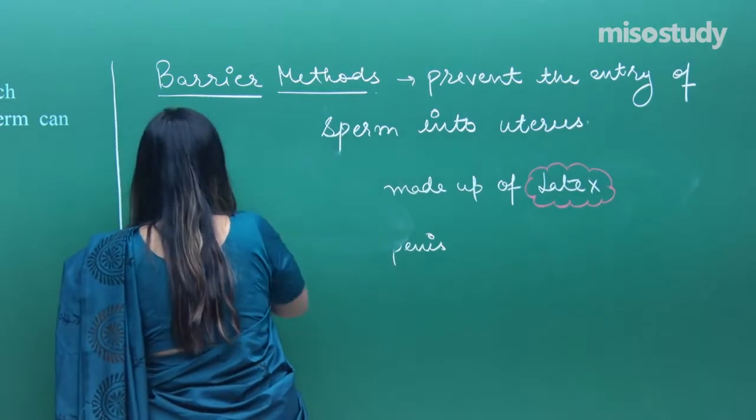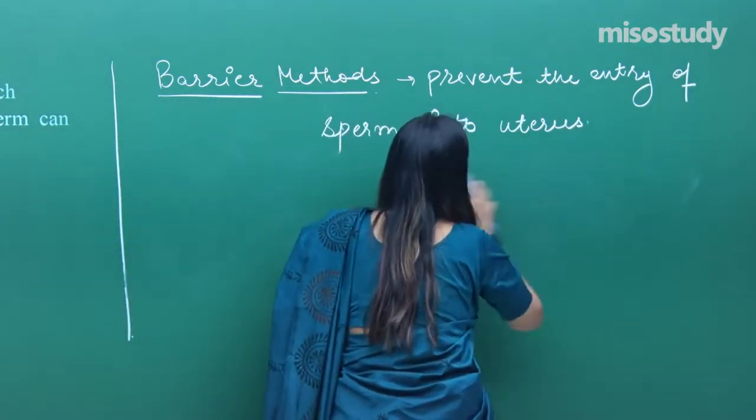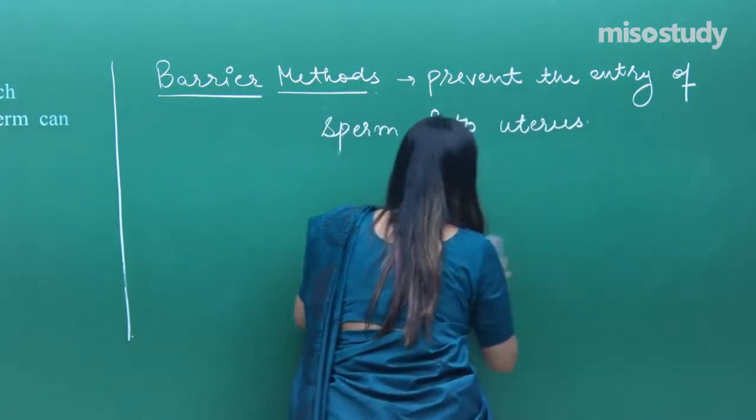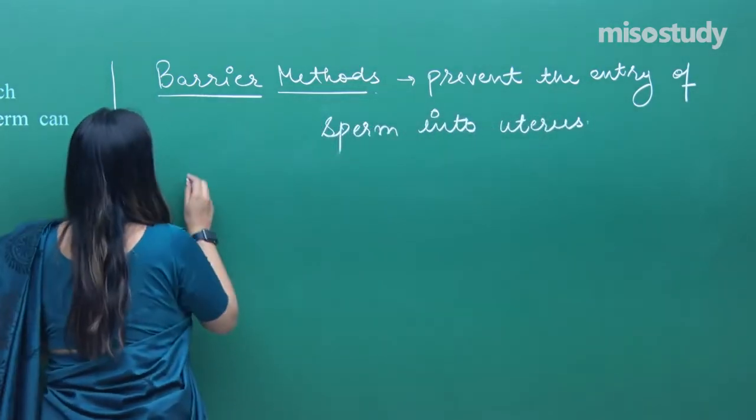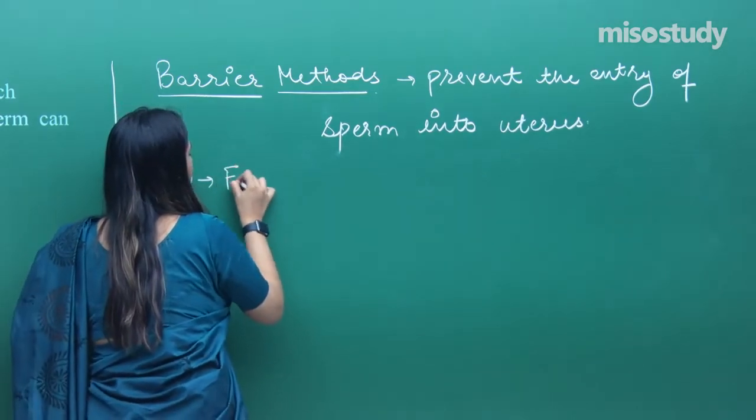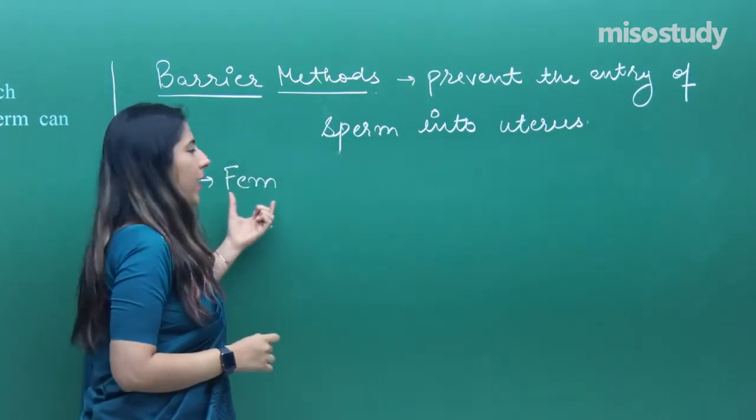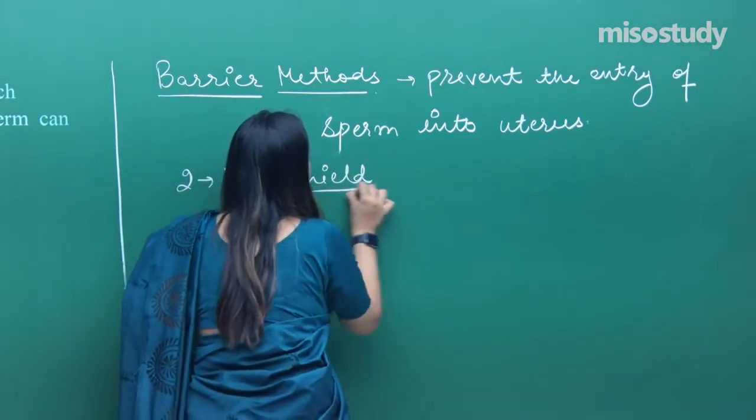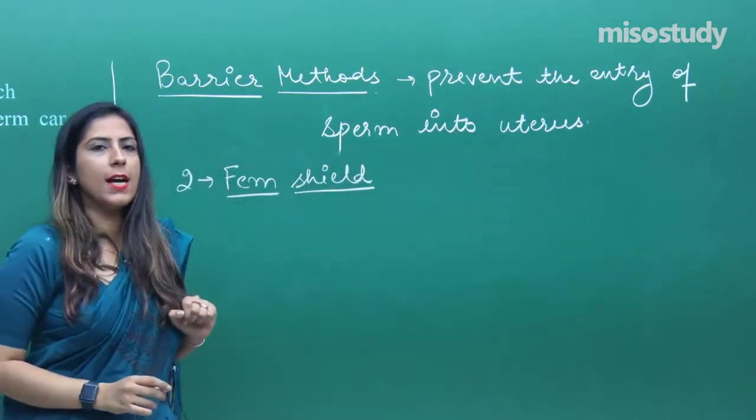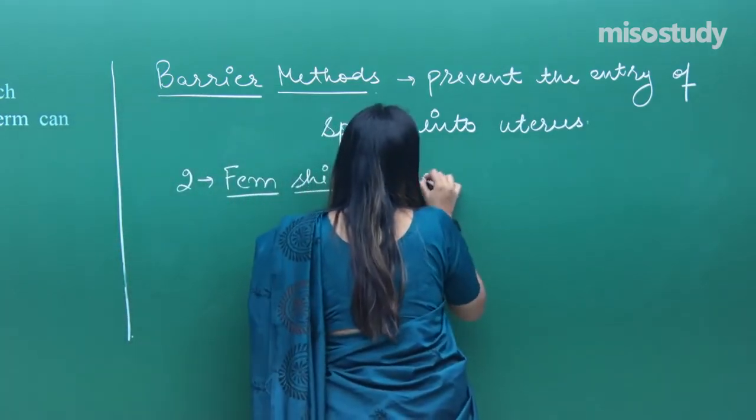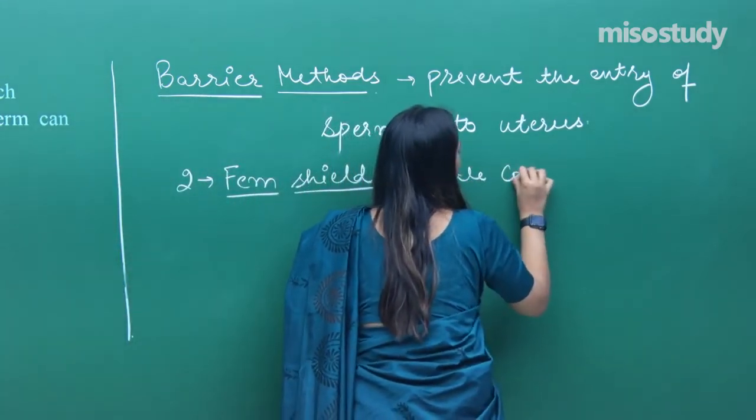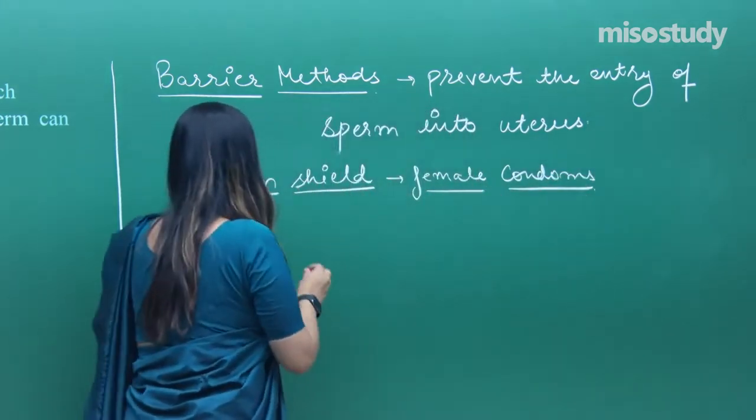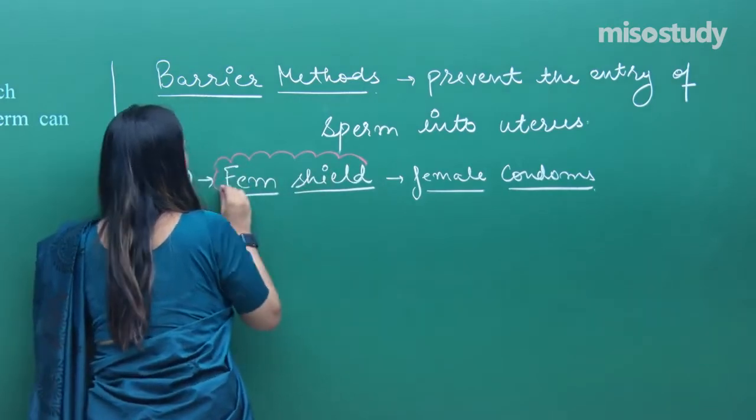Another than the male condom, we have one more, that is the female condom, which is also called a Femshield, students. Second we have the Femshield, and these are called female condoms. These are those condoms which are used by females.